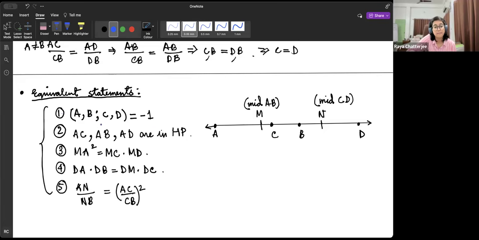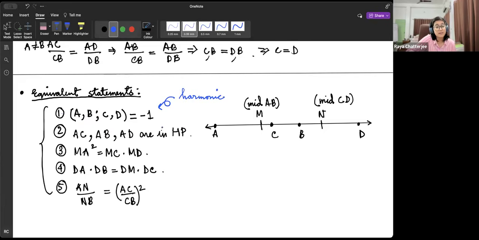So the first statement is A, B, C, D are harmonic. And this is another thing that I haven't defined yet, which is if the cross ratio of 4 points A, B, C, D is -1, then we say that A, B, C, D are harmonic. So yeah, this is the definition of harmonic.